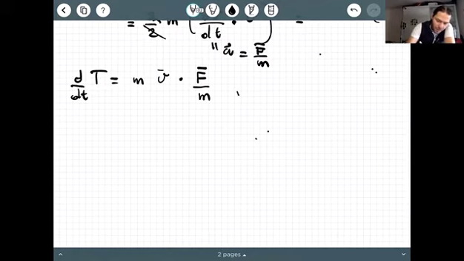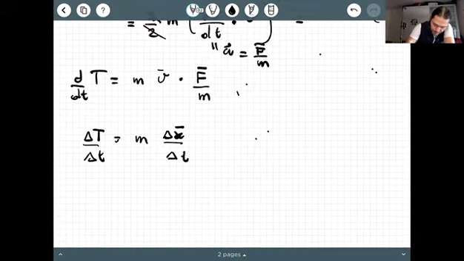So what I do, I consider this as a variation of kinetic energy with respect to a variation in time. And I do this as a variation in position with respect to a variation in time, times f divided by m. I can take off this.